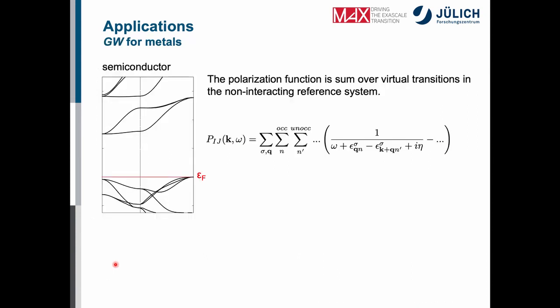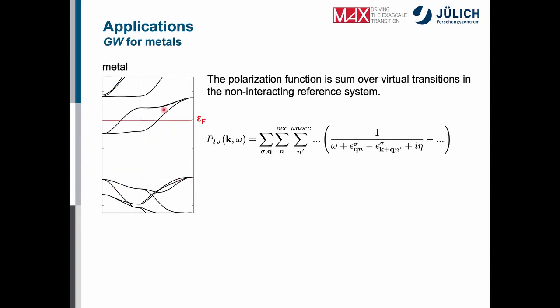There are not so many GW codes that can treat metallic systems. What are the extra challenges in the case of a metal? Let us consider the polarization function, which can be written as a sum over virtual excitations that go from occupied states, n, into unoccupied states, n prime. For a bandgap material, the separation of occupied states and unoccupied states is clear, and it is straightforward to sum over the virtual excitations.